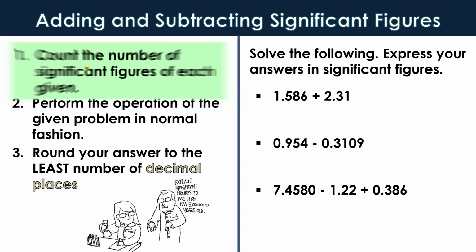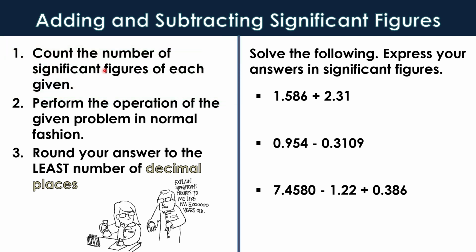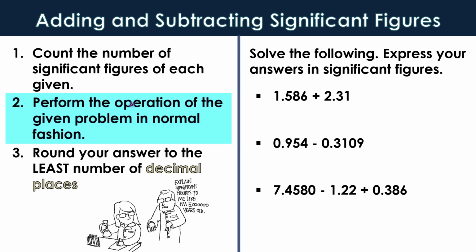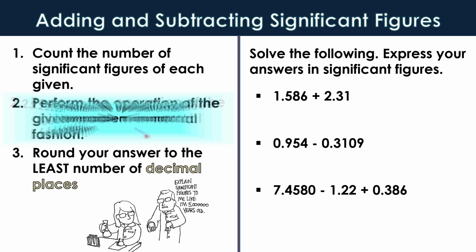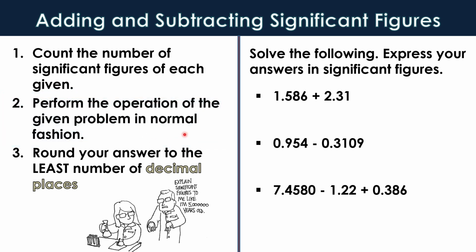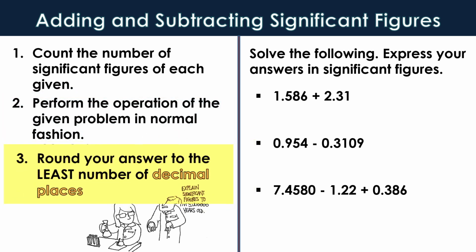So count the number of significant figures of each given. Although this is an option, pag sa addition and subtraction, mas mahalaga ito pag nag-multiplication and division of significant figures. And then perform the operation on the given problem in a normal fashion. So yung normal way ng pag-add and pagsasubtract. And then finally, round your answer to the least number of decimal places.